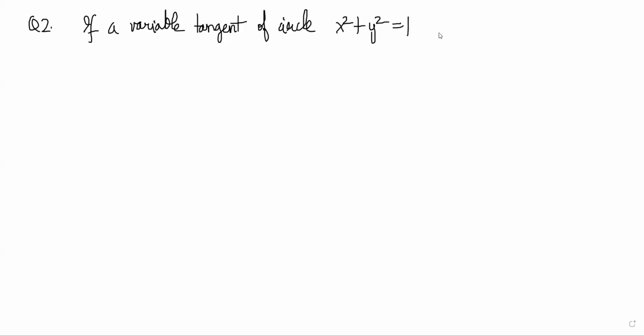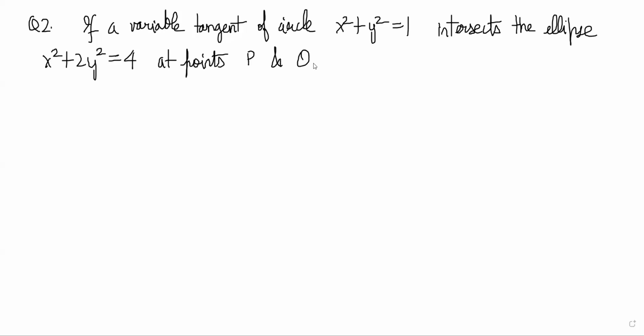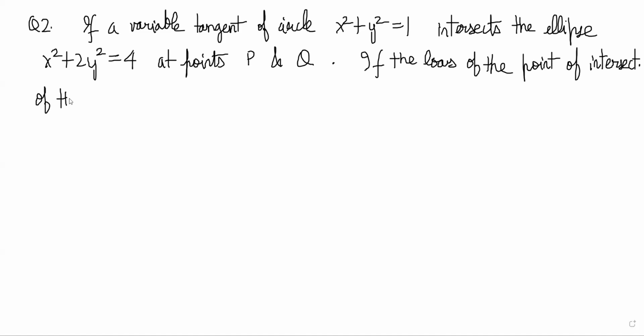This says, if a variable tangent of circle x square plus y square equals 1 intersects the ellipse x square plus 2y square equals 4 at points P and Q, if the locus of the point of intersection of the tangents at P and Q is a conic C, we have to find out among these options.